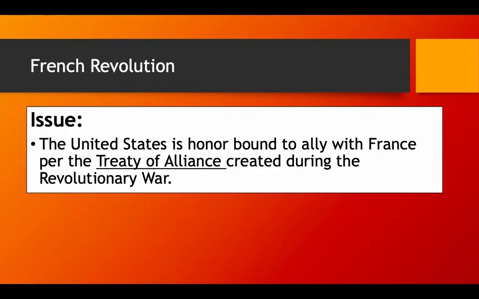Here's the problem with the United States in this situation. The United States signed this thing called the Treaty of Alliance when the French decided to join the American War of Independence. So basically, for the French to send over tens of thousands of soldiers, muskets, gunpowder, money, food, everything the U.S. would need to help defeat the British, and the French Navy, the deal is that the United States was supposed to help France out when she had a need. So the United States is essentially honor-bound to ally with France per this Treaty of Alliance.